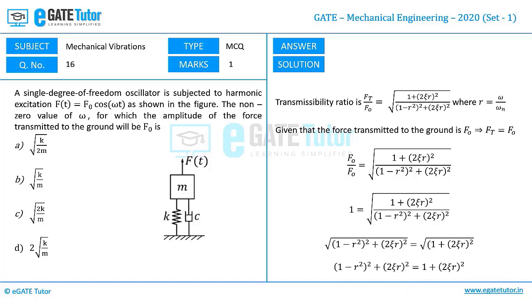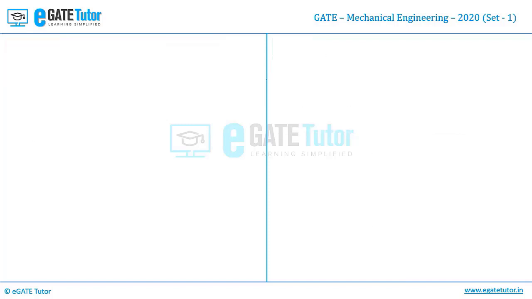(1 minus r square) whole square plus (2 xi r) whole square is equal to (1 plus 2 xi r) whole square. Now, we can observe that there is a term (2 xi r) whole square which is present in both the left hand side and right hand side. So, let's cancel that out. So, we are left with (1 minus r square) whole square is equal to 1. Let's take the square root on the left hand side and right hand side. So we get 1 minus r square is equal to plus or minus 1.